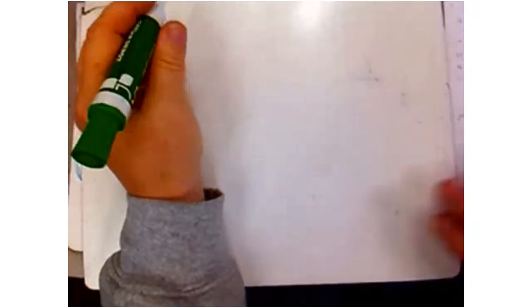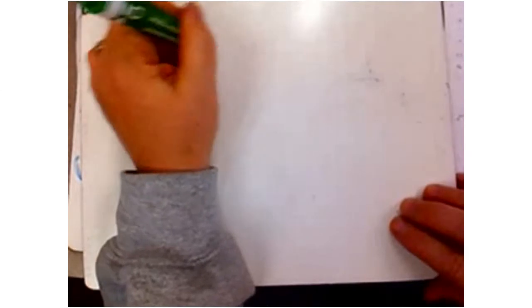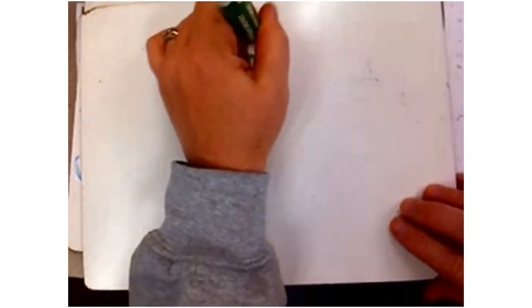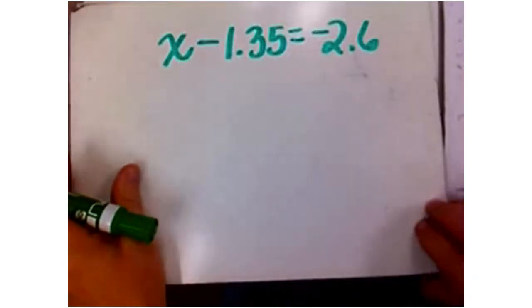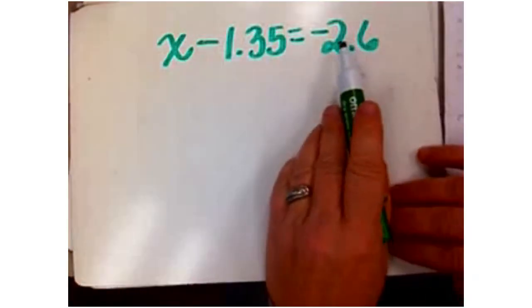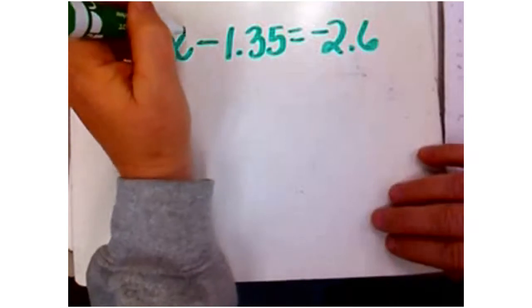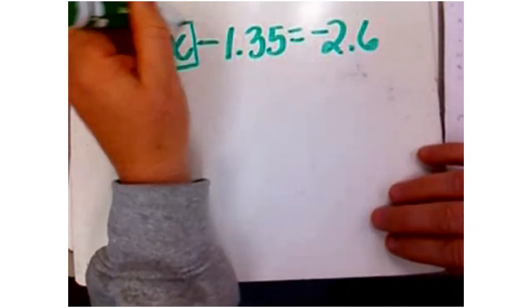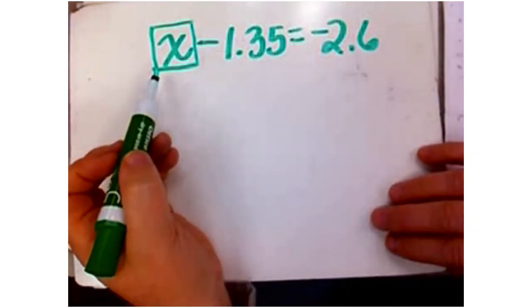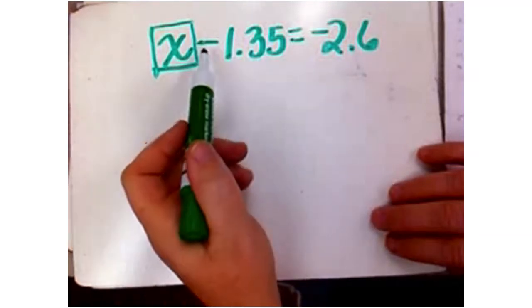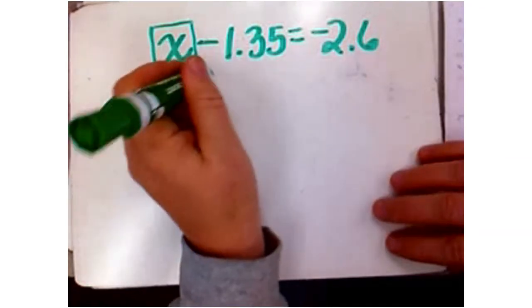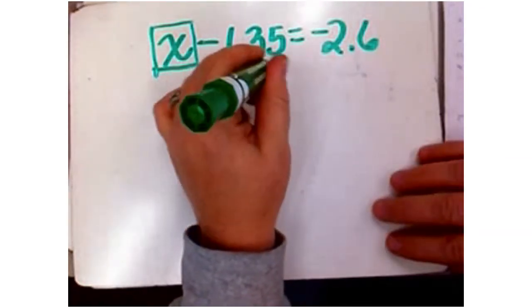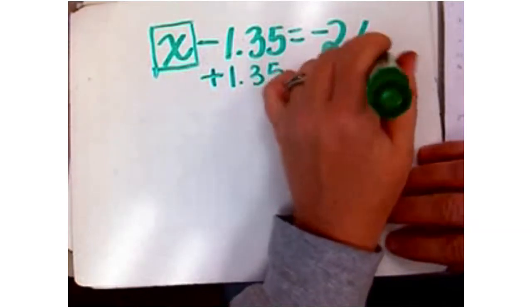On page 411, the first example is x minus 1.35 equals negative 2.6. The point of solving an equation is to isolate the variable. We want to get the x by itself. We notice that there is a minus 1.35, or negative 1.35, hanging out with x. To undo that, we're going to add 1.35 to both sides.